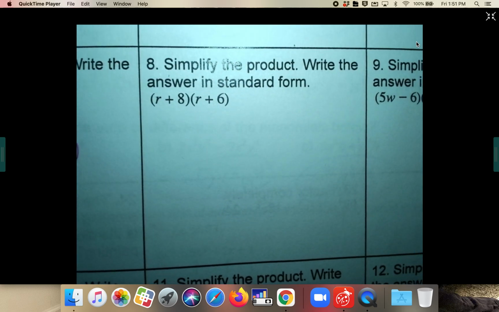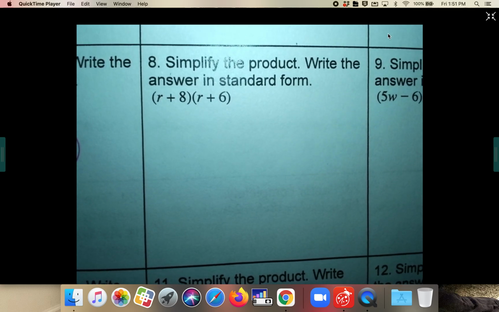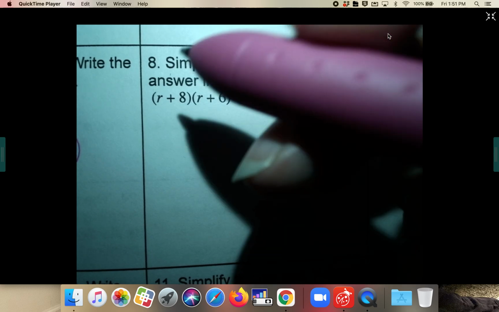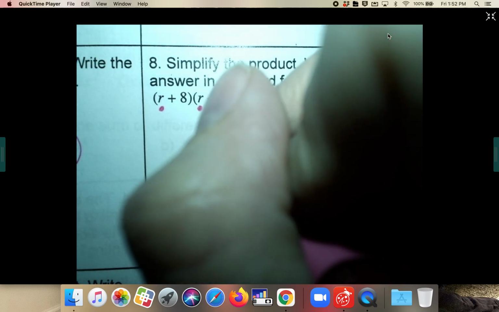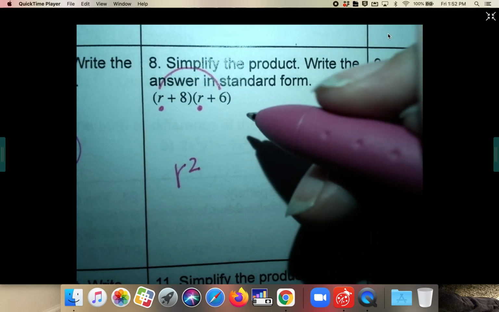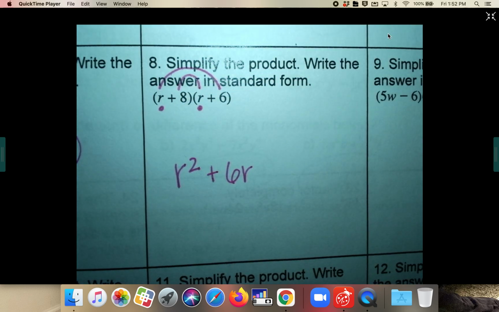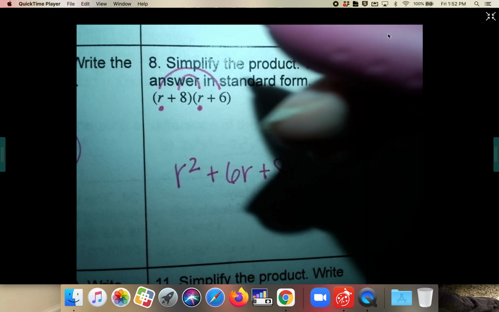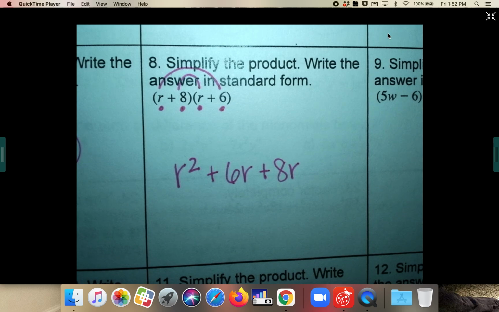All right, when you get to number 8, you can box, you can FOIL, you can distribute, whatever your favorite way of multiplying binomials is. I am probably going to FOIL this. So my firsts are r times r, which is r squared. My outsides are r times 6, which is 6r. My insides are 8 times r, which is 8r. And my lasts are 6 times 8, which is 48.